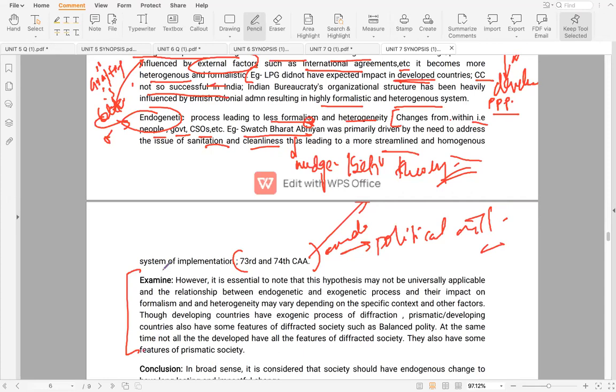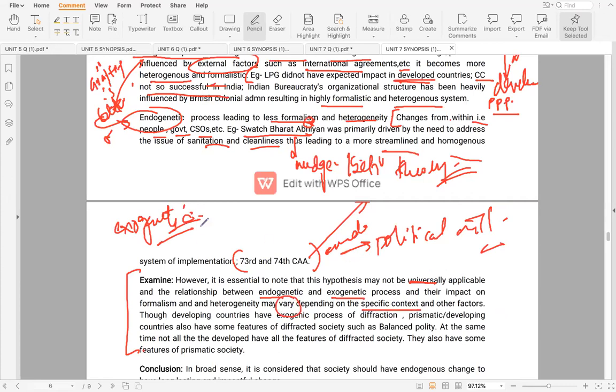You have to examine. We have criticized exogenetic change so much, but also tell them that exogenetic is also important. Otherwise, endogenetic would not be successful. However, it is essential to note that this hypothesis may not be universally applicable, and the relationship between endogenetic and exogenetic processes and their impact on formalism and heterogeneity may vary depending on the specific context and other factors.